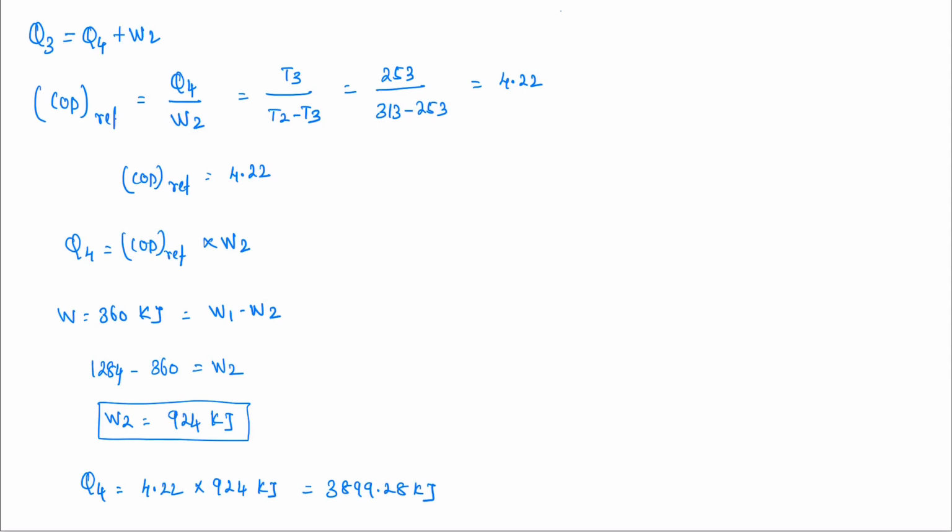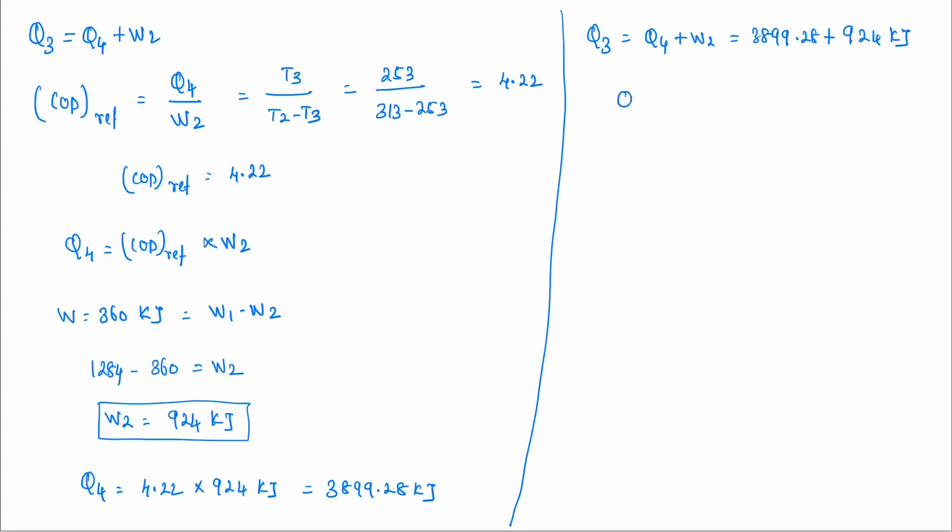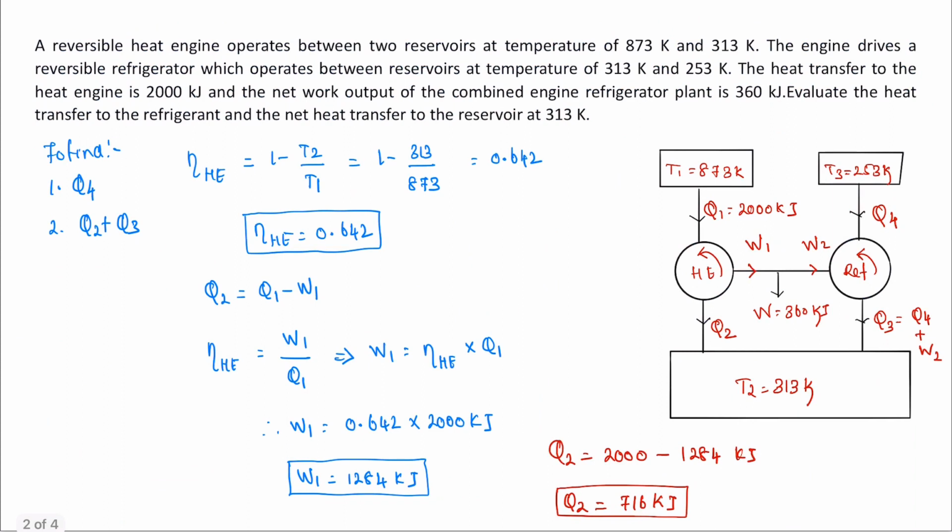Now we have found the value of Q4 and W2. With this, the value of Q3 can be found out. That is, Q3 is equal to Q4 plus W2, which is equal to 3899.28 plus 924 kilojoule. Therefore, Q3 is equal to 4823 kilojoule.